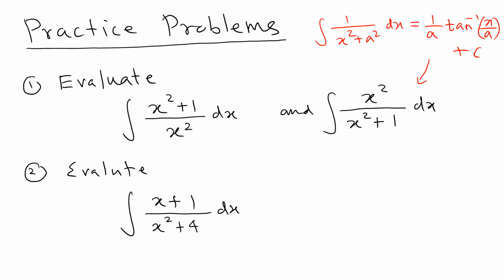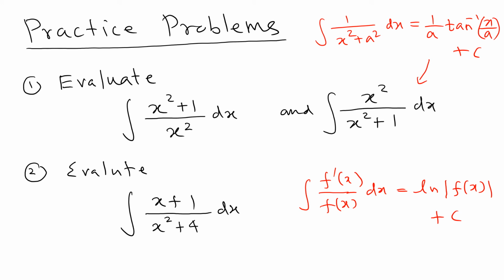As the second one, we have the integral of x plus 1 over x squared plus 4. This is also very similar to the previous one. You can split this, but you might need a new formula for this one also. There's another formula which says that if we have a function and its derivative on top, this is simply the natural log of the absolute value of the bottom function plus c. So this is the formula we're going to use for this one.